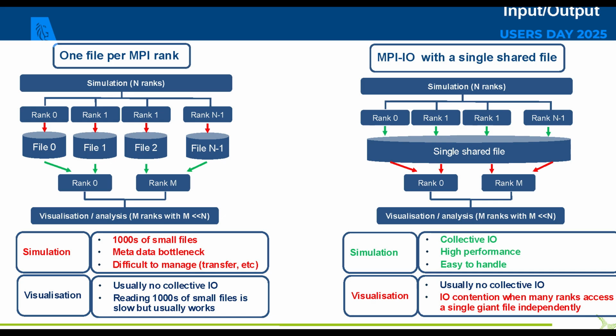And unfortunately for ParaView, and I think this is the case for most visualization tools, there is no collective I/O. So each rank will try to access its data independently from the other ranks. Reading thousands of small files is still slow, but it can still work in some circumstances. On the opposite, if you ask a ParaView server to read a single shared file with several ranks accessing this file independently, you will just end up with I/O contention, and that's going to take really hours. I tried that as well.